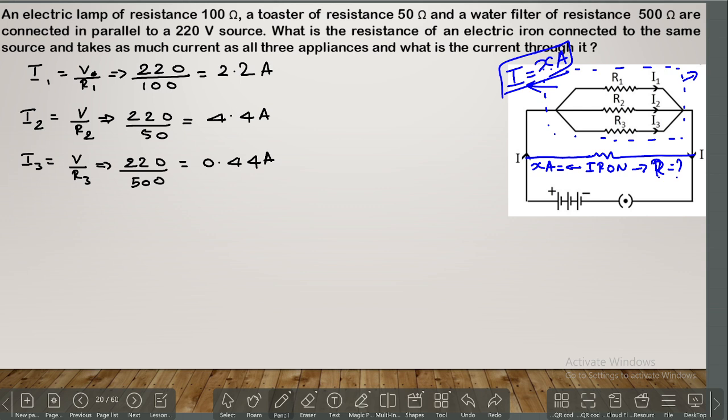So these are the individual currents taken by the lamp, toaster, and water filter. Suppose we need to find the net current. How can we find it? I is equal to I1 plus I2 plus I3. So I is equal to, what is the value of I1? 2.2 plus 4.4 plus 0.44.